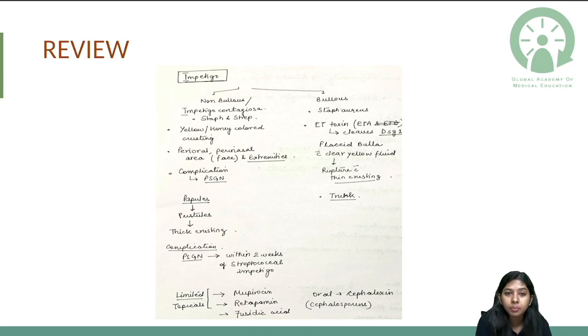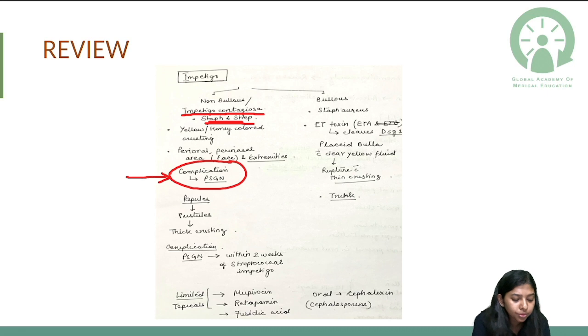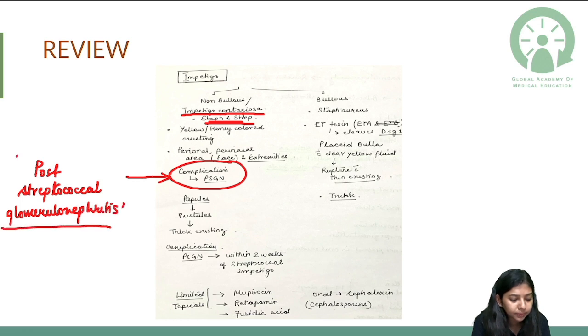So impetigo can be bullous and non-bullous. Non-bullous is also called impetigo contagiosa, caused by staph and also strep. You get yellow honey colored crusting, very commonly in the perioral perinasal area. What is the complication? A very important complication is post streptococcal glomerulonephritis. It usually happens within 2 weeks of streptococcal impetigo. So post streptococcal glomerulonephritis is a complication of non-bullous impetigo, right?